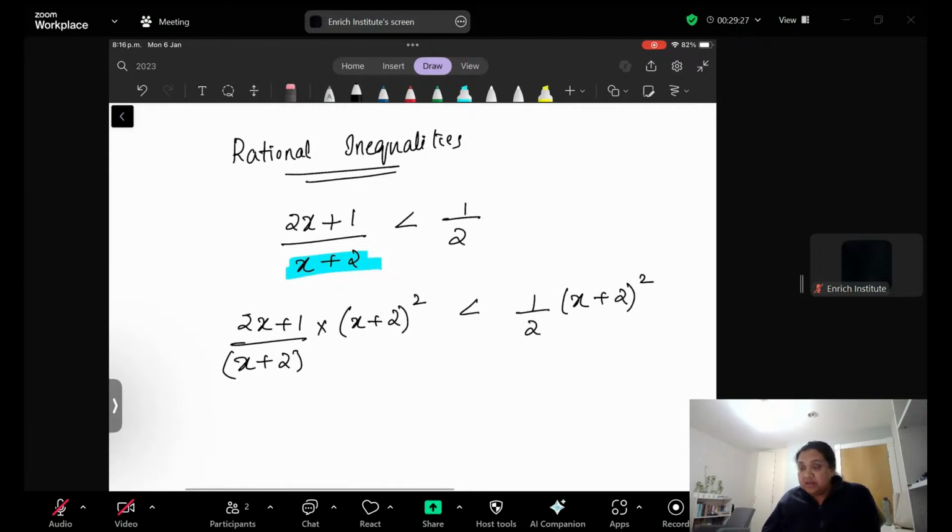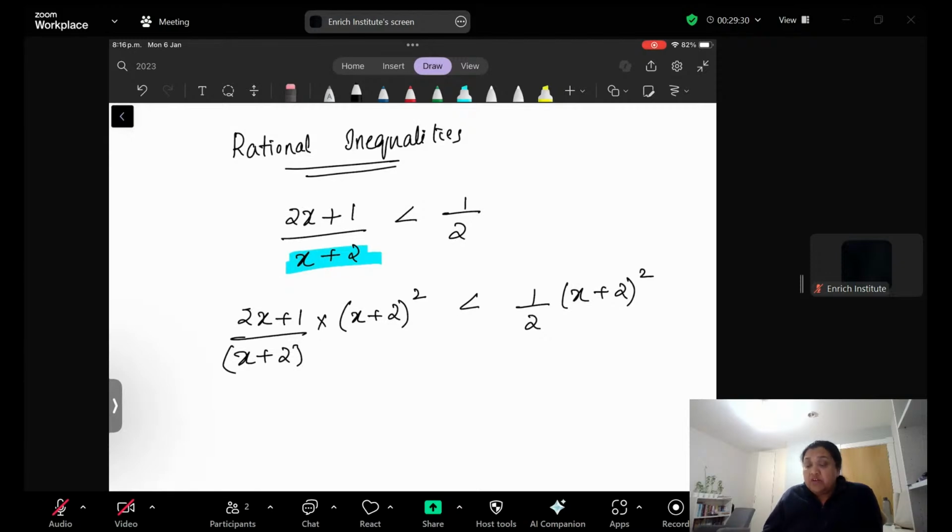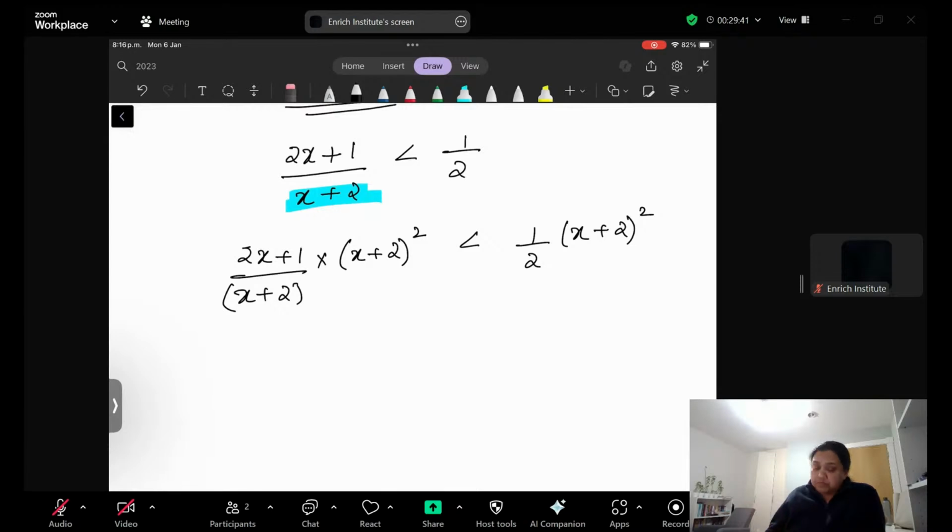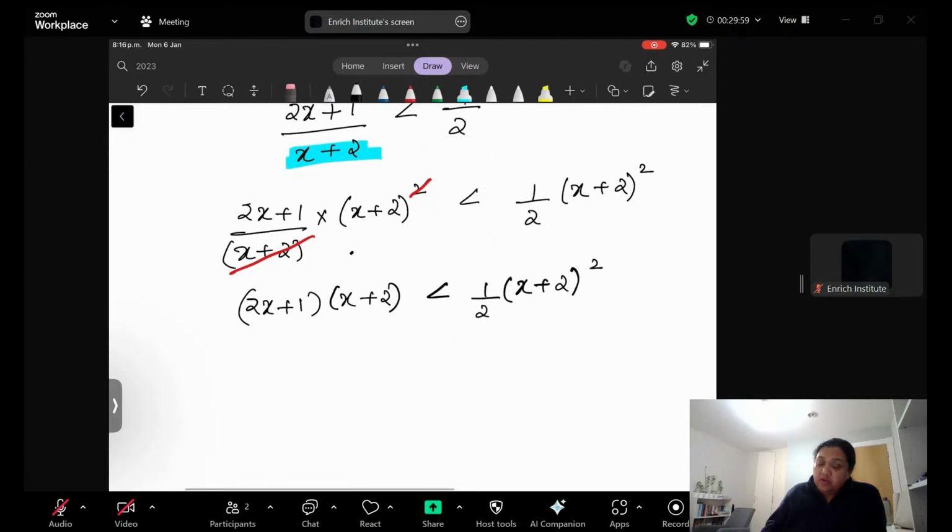So this is the concept which you have to remember whenever you're working on this. For a rational inequality, multiply it with the square of the denominator. Now for this one, the 1 over x plus 2 and the 1 here will get cancelled. So on the left hand side you have (2x plus 1) times (x plus 2), which is less than or equal to 1 over (2x plus 2) the whole square. Then you can solve it.